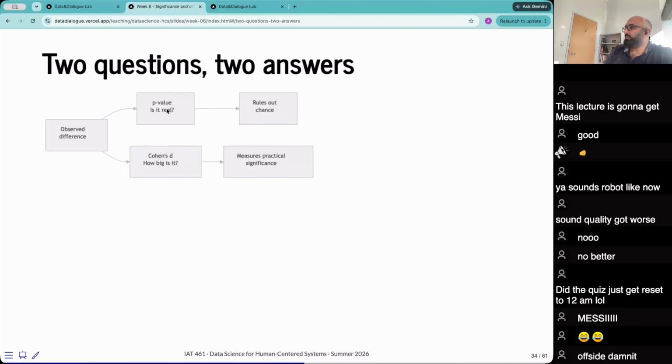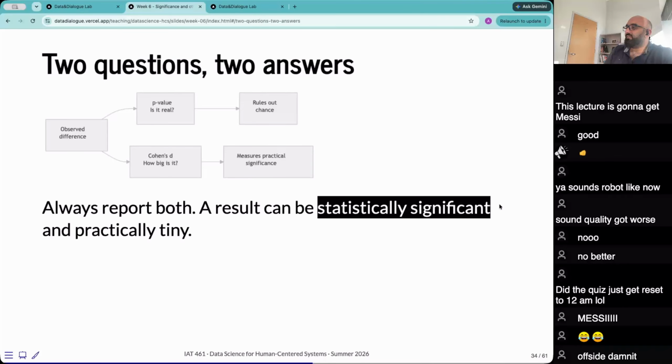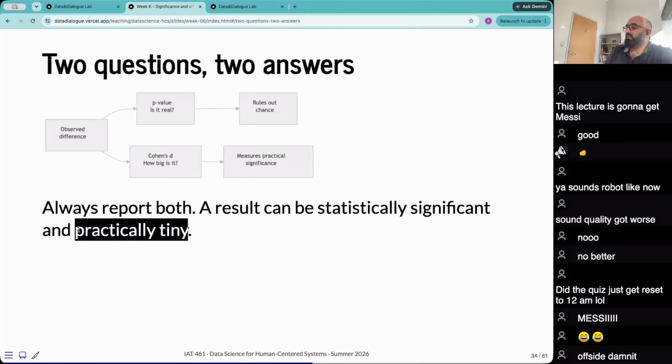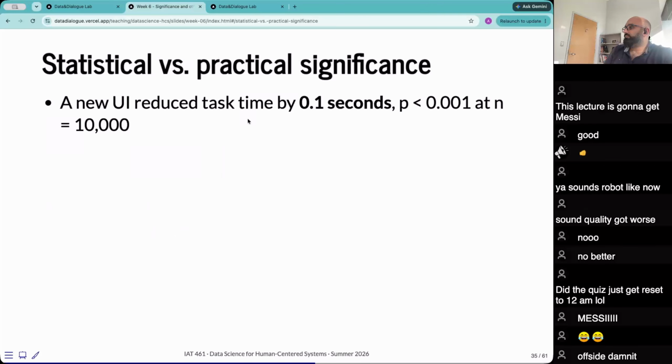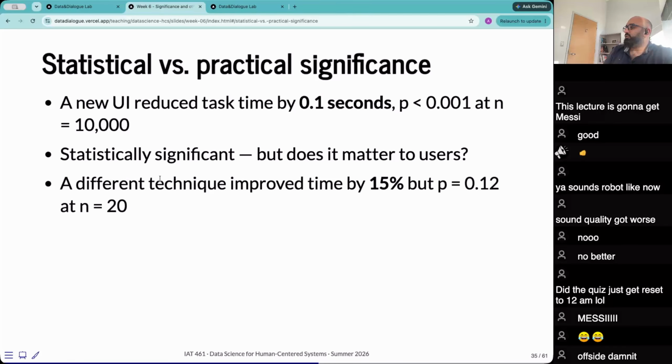So we have an observed difference. We say p-value: is it real? Rule out that this is due to chance. Cohen's d: we ask how big is it? We measure practical significance. You always want to report both. A result can be statistically significant and practically tiny. For example, a new UI reduced task time by 0.1 seconds. The p-value was 0.001 at n equals 10,000. Do we care? No. It doesn't matter to users.